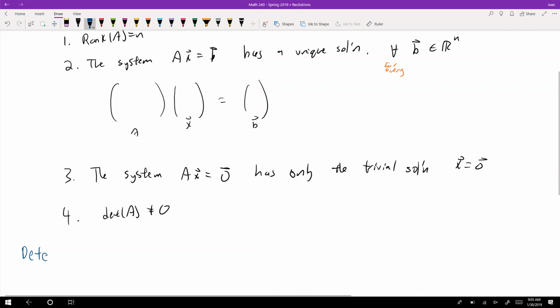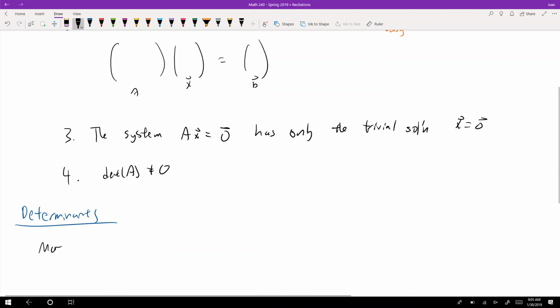Any questions? So that's really all I want to talk about with invertible matrices. Everything else you've done in class or we talked about really briefly last recitation. All right, so let's get to determinants then.